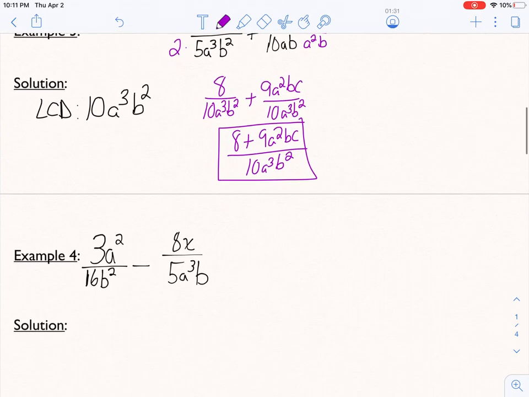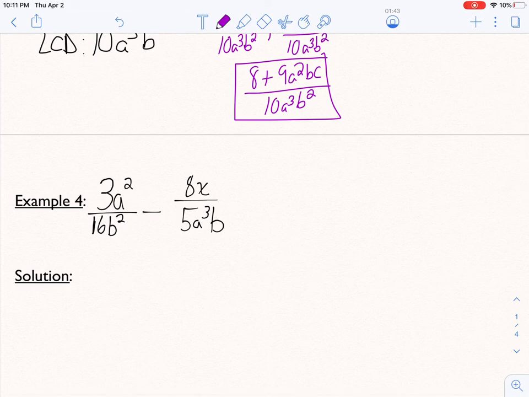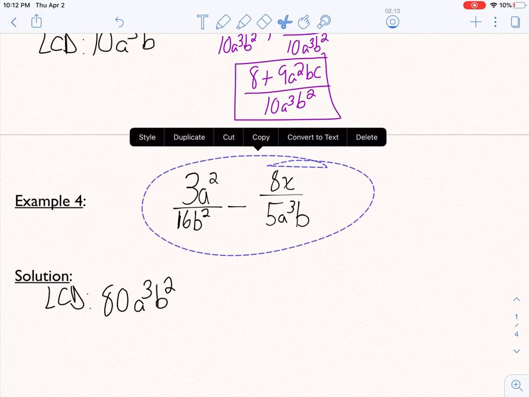So now let's go ahead and look at one with subtraction. And the subtraction doesn't change a ton, but just a little bit of a difference. So let's see how that happens. So the first thing we need to do is find our LCD, which in this case I've got a 16 and a 5. So I go through my numbers. Okay, what number do 16 and 5 go into? Should be 80. And I have an a to the third in my right denominator, and I have b squared on my left. So therefore I have my LCD of 80a to the third b squared.